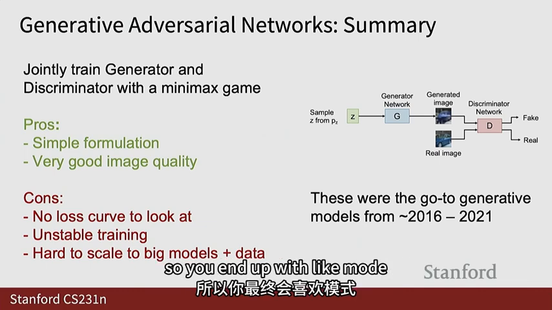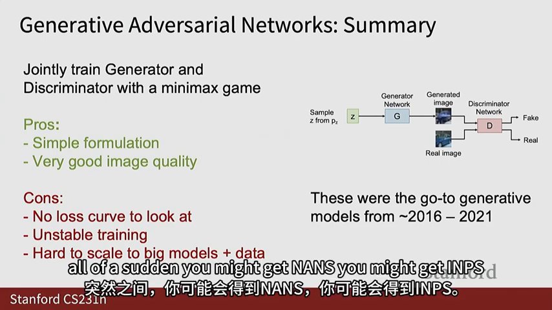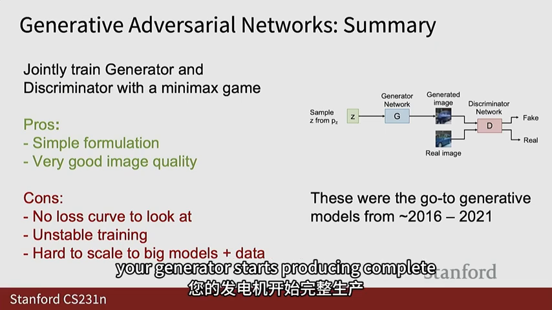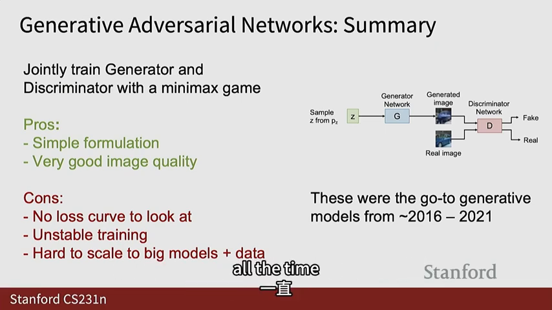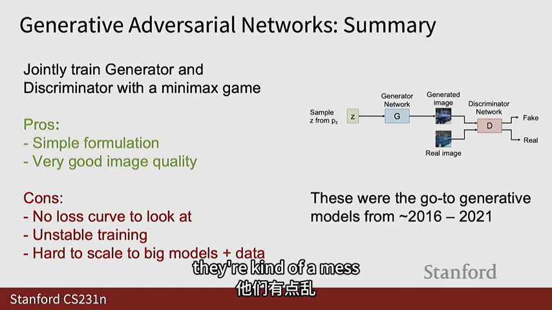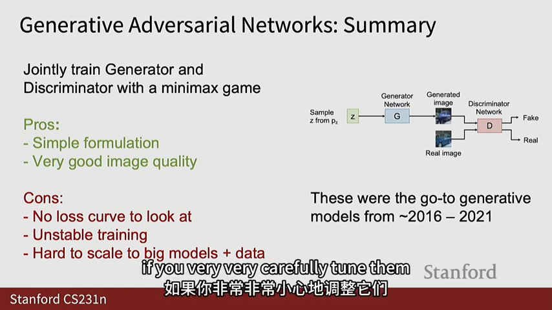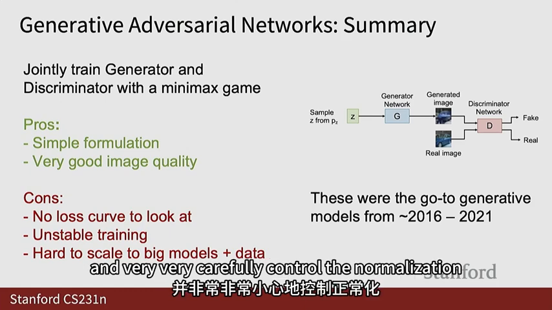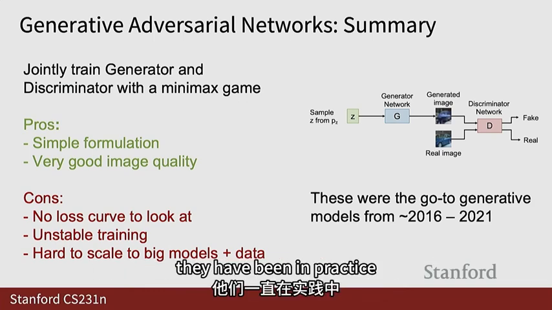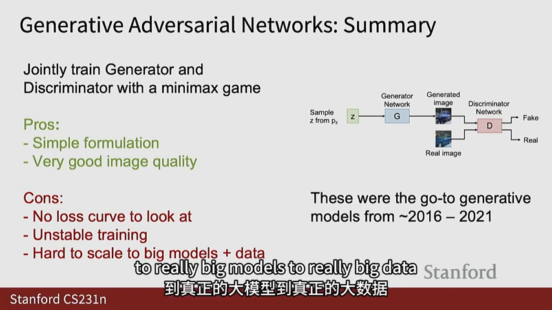They tend to blow up at the drop of a hat. So you end up with what's called mode collapse. All of a sudden you might get NaNs, you might get infs, your generator and your discriminator start going crazy, your generator starts producing complete random garbage all the time. You have no loss curves to look at to diagnose this. They're kind of a mess. So even though GANs can give you really nice results if you very, very carefully tune them, and very carefully control the normalization, the sampling, everything about them, in practice they've been fairly hard to scale up to really big models and really big data.